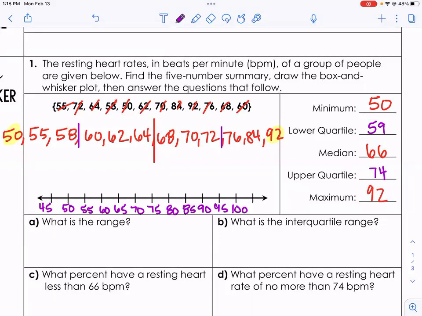Okay, so now what we're gonna do is I'm gonna plot my minimum of 50. So here's 50. I'm gonna put a dot above 50. Lower quartile is 59. I'm gonna put a dot above 59. I'm gonna put a dot above 66. I'm gonna put a dot above 74. I'm gonna put a dot above 92.